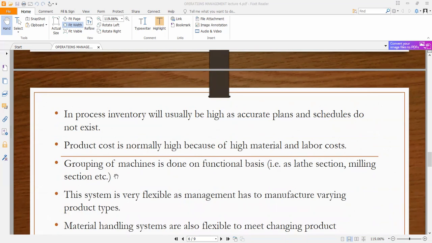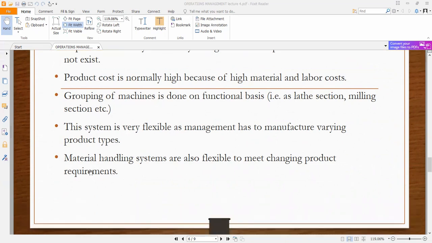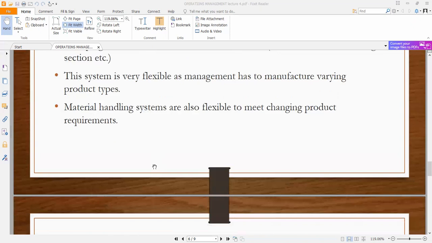Okay. Now, a grouping of machines is done on a functional basis. So we're talking about the lathe section, milling section, etc. So you're grouping machines based on their functionality, and what they serve. This system is very flexible as management has to manufacture varying product types. Material handling systems are also flexible to meet changing product requirements.